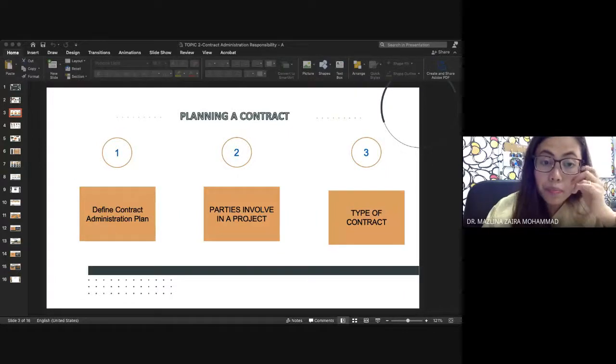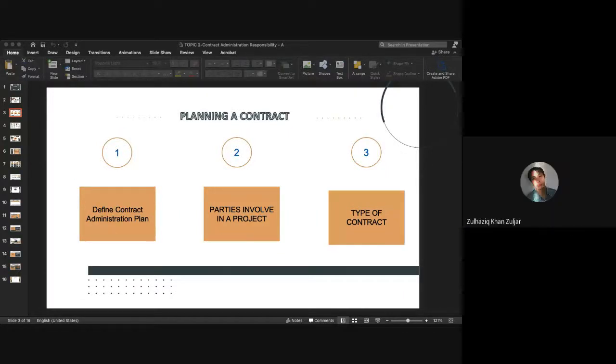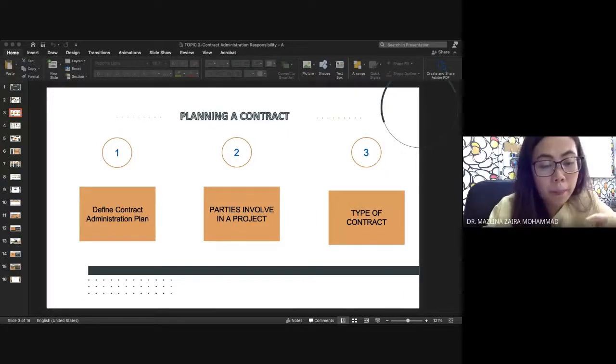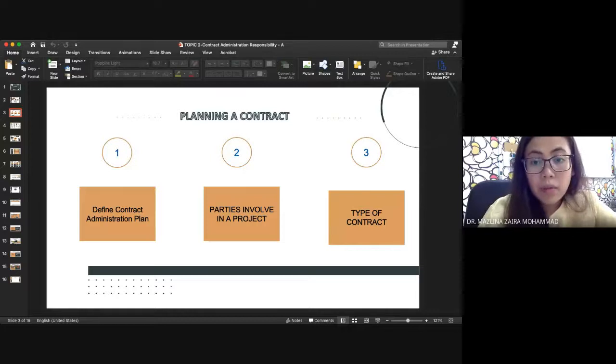Clear or not? So many parties are involved. You don't think it's only the consultant, contractor, client, that's it. No, there are other parties involved. Okay, clear? And the type of contract.